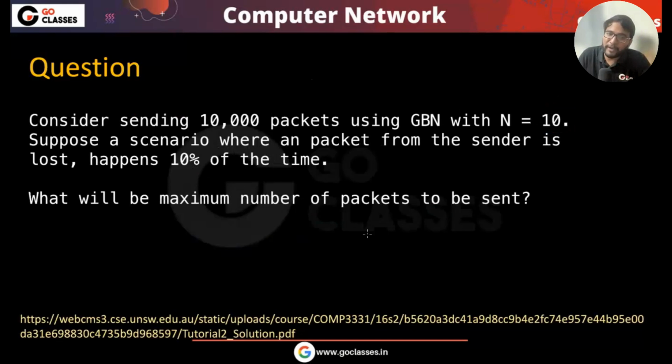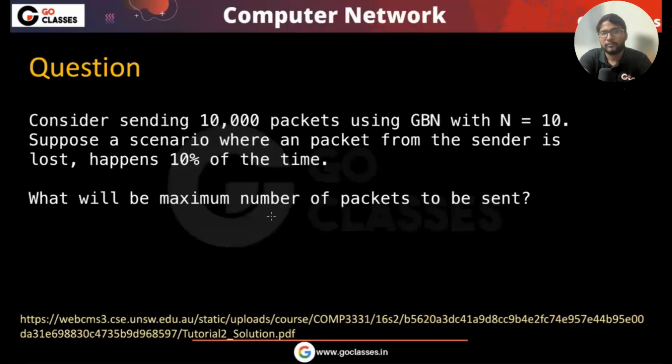Okay, so 10% of the packets get lost. Then what is the maximum number of packets to be sent? Do you want to give a try? Okay, so this is a typo. You can consider it to be 1%. I mean, the 10% is also fine, but it will be too much actually. So just consider it to be 1%. And let's just solve this question.